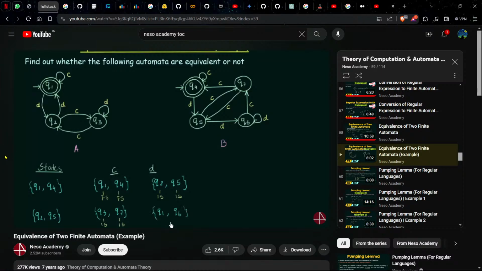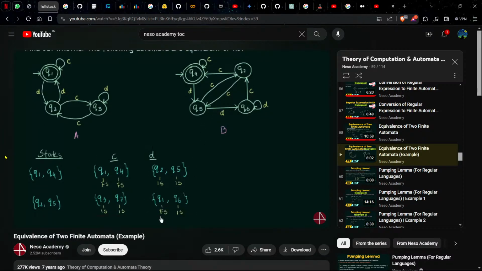Q6. And let's check what kind of state it is. We see that Q1 is a final state, whereas Q6 is an intermediate state. So in this way we are getting one state to be a final state and the other to be an intermediate state. Whenever we get this kind of condition, where one is a final state and the other is an intermediate state, this condition proves that the two given automata cannot be equivalent.